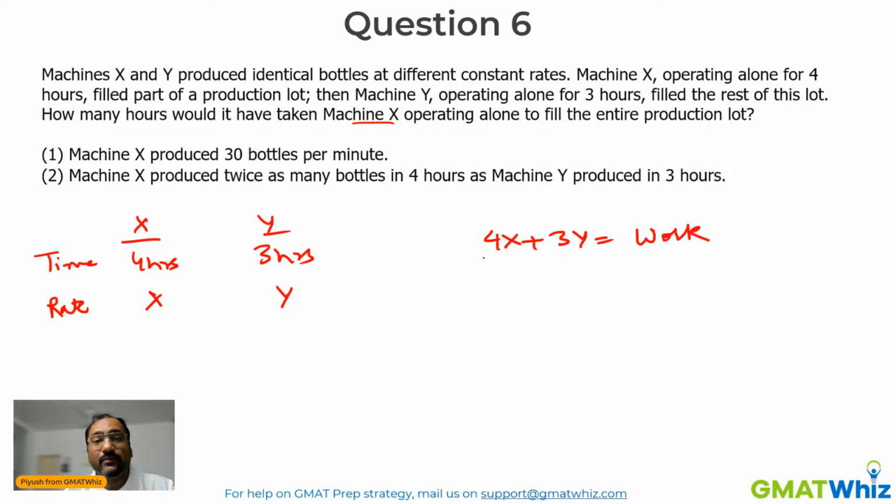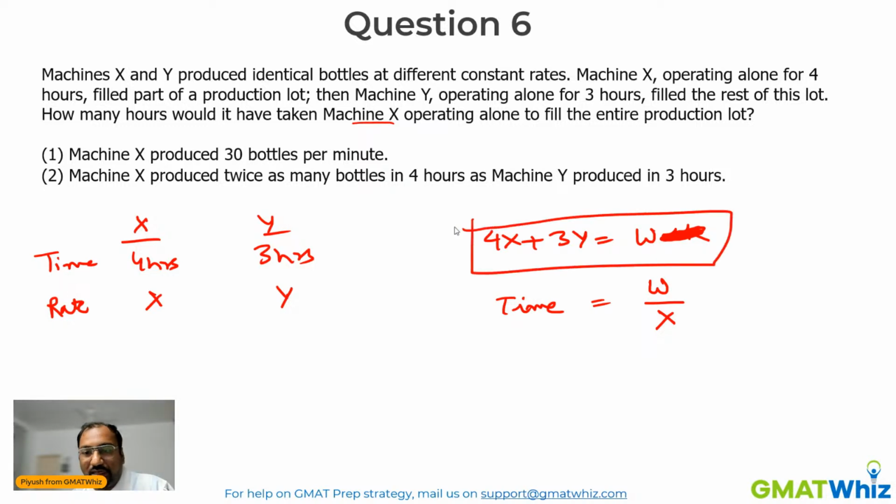Now, if they're asking how much time X alone will take to complete the work, then I need to find the time for x to complete the work alone. That will be 4 divided by x's rate. This is the work, you can write it as W. Now obviously there's only one equation given to me, and I can't use this alone to solve the question. W anyway will get cancelled out, so I don't have to worry about that.